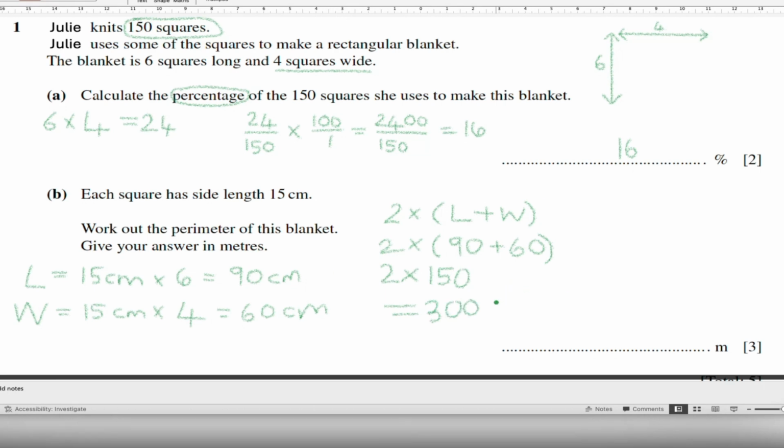Okay, so it's 300 centimeters, but they are asking us to give our answer in meters. So if we convert centimeters to meters, we have to divide by 100. Now, what is 300 divided by 100? That gives us 3. So the perimeter of the blanket is equal to 3 meters.